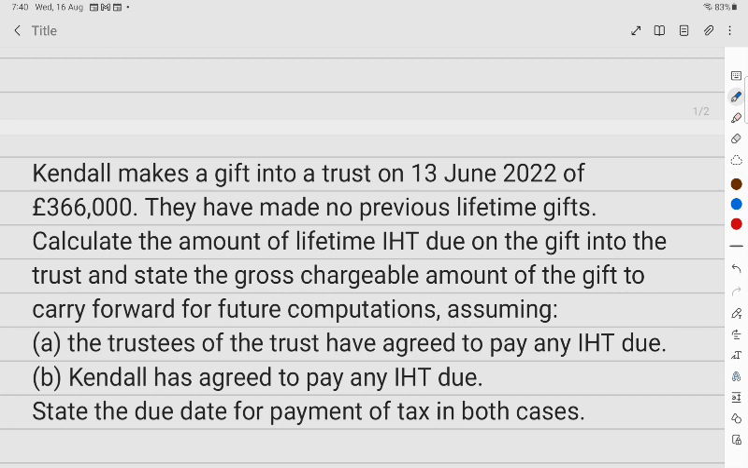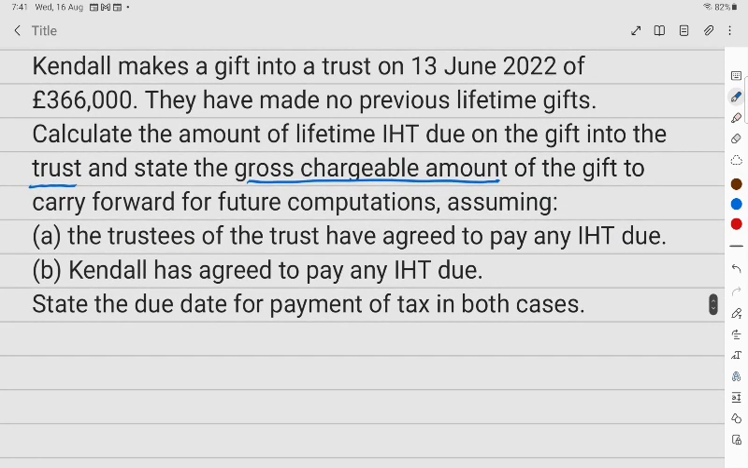Calculate the amount of lifetime IHT due on the gift into the trust, because the gift is into the trust. So, it means this is a chargeable lifetime transfer, and state the gross chargeable amount of the gift to carry forward for future computation. Assuming the trustee of the trust have agreed to pay any IHT due. Trustee means here donee agree to pay. So, if a donee agrees to pay, the rate of tax is 20%, and in the second situation Kendall has agreed to pay any IHT due.